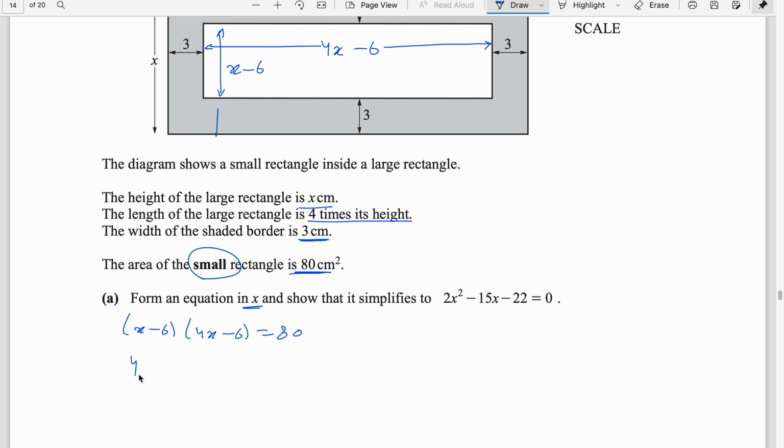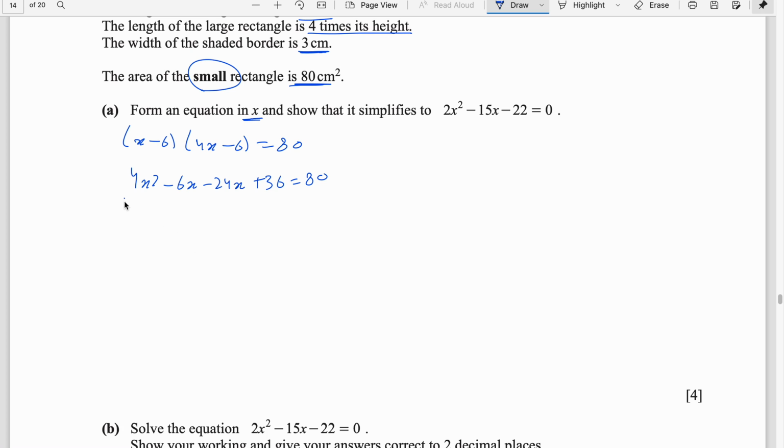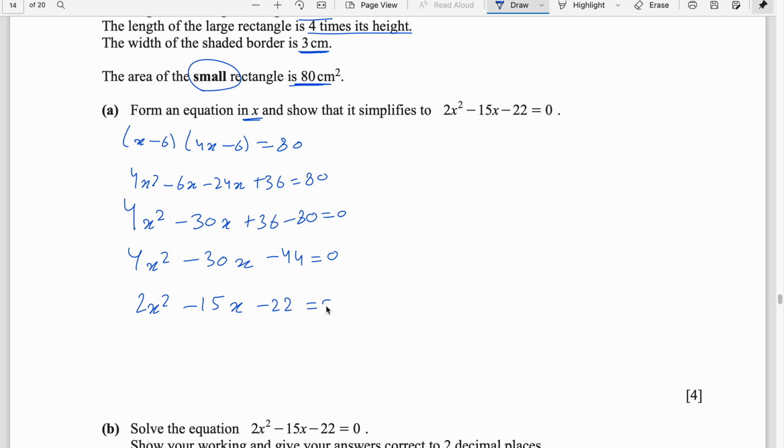So x into 4x is 4x squared minus 6x. 6 into 4 is 24 and 6 times 6 is 36. We simplify this equation. We get 4x squared minus 30x plus 36 minus 80 is equal to 0. 4x squared minus 30x, and 80 minus 36, that is 44. And this is 4, this is 2x. We divide the whole equation by 2 to get 2x squared minus 15x minus 22 is equal to 0. Shown.